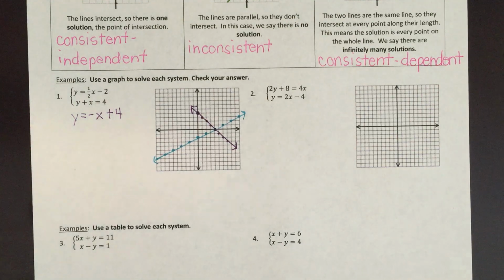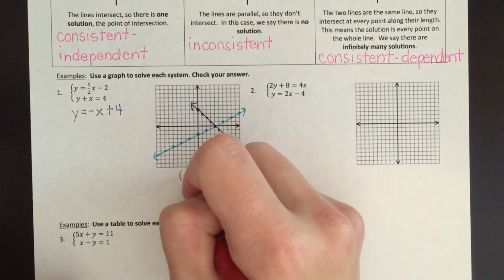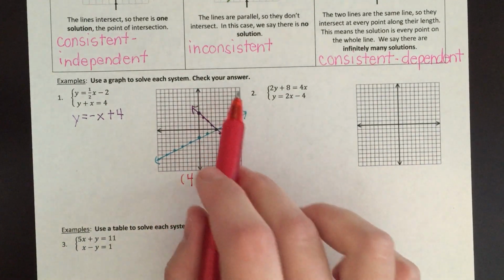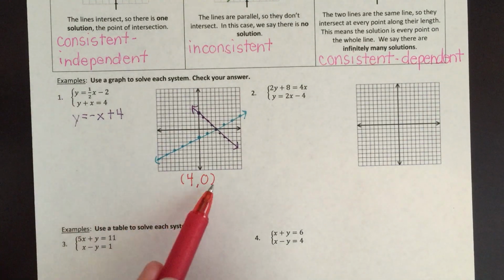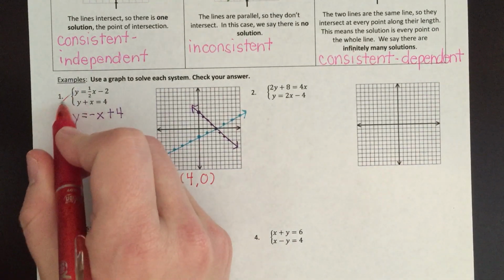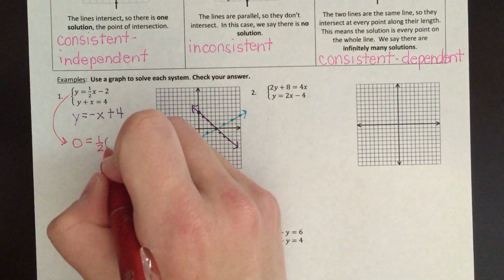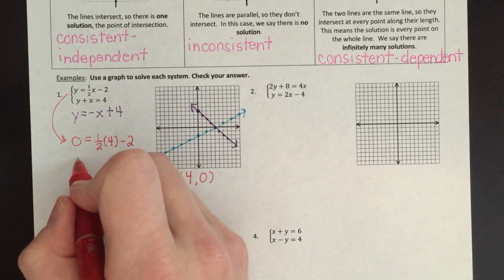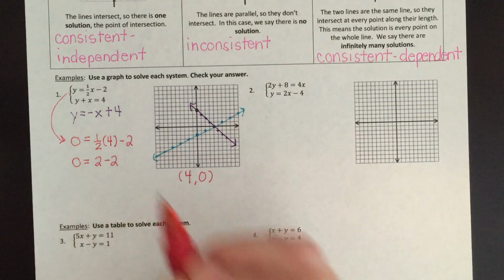So what is that coordinate? That coordinate is 1, 2, 3, 4, 0. So the coordinate 4, 0 is my solution, and it says to check my answer. How could I check it? I need to plug that point into each equation and see if it works. If I plug in 0 for y into the first equation, 0 equals 1/2 x, x is 4, minus 2, this should be a true statement. So 0 equals 1/2 times 4 is 2. So 2 minus 2, is it 0?